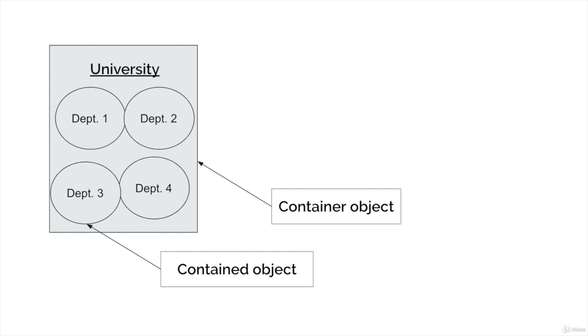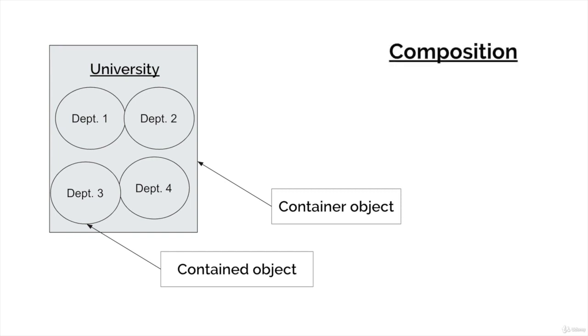Now department cannot exist without university. So if university is destroyed or shut down, departments will automatically be shut down. So university and department are very strongly associated. You can say that without university, department cannot exist. And this type of strong association is known as composition.